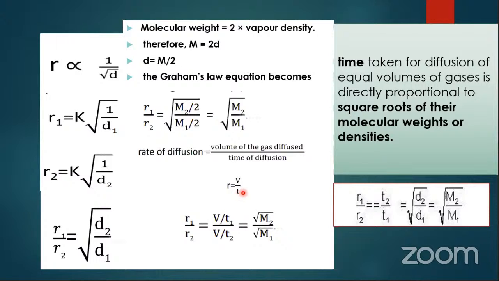We can also take it in terms of time for diffusion. Rate of diffusion is inversely proportional to time taken. From this equation, R is equal to V by T. Suppose the same volume of gas is taken for two different gases. What is the difference for these two gases? There is a difference of weight and molecular weight, but the volume is taken the same. So R1 by R2 is equal to V by T1 divided by V by T2. That will become R1 by R2 is equal to T2 by T1, with T2 going to the numerator and T1 to the denominator. That will be equal to square root of D2 by D1, which is equal to square root of M2 by M1. These are helpful for you to calculate some problems given.